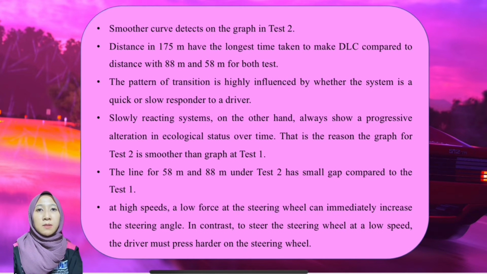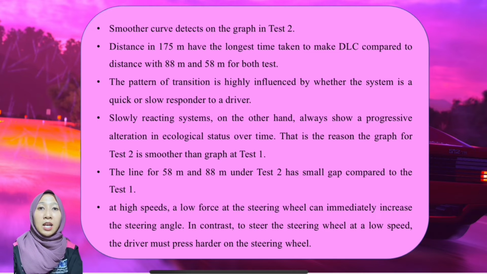This is because the pattern of transition is highly influenced by the system, whether it is a quick or slow response to a driver. And slowly reacting systems, on the other hand, will show a progressive alteration in ecological status over time. And this is the reason why the graph for test 2 is smoother than the graph at test 1.